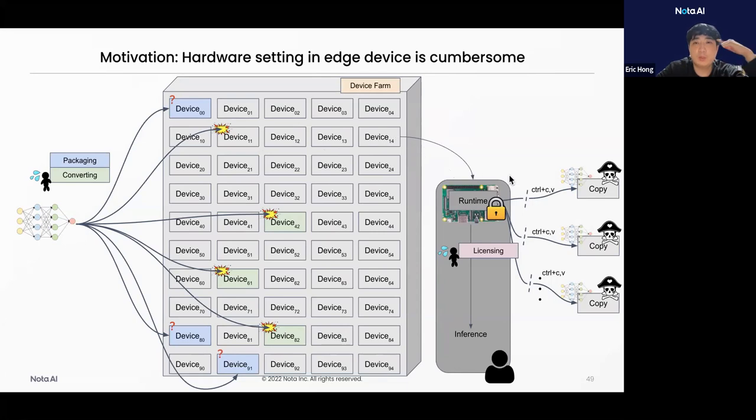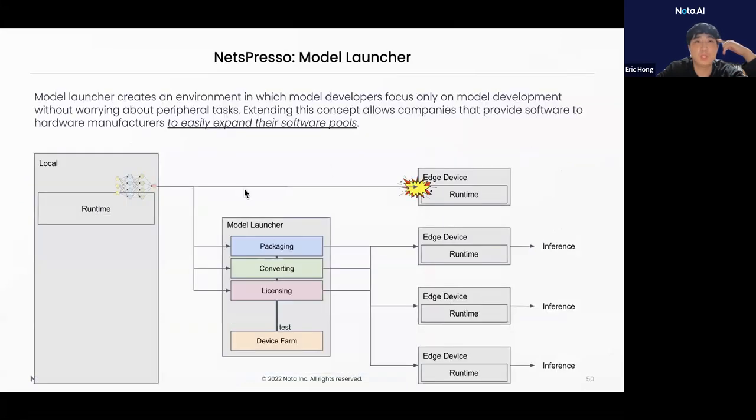And in the model launcher, we also have a licensing server to manage the license for the device, to prevent the copying of the AI models which are deployed into a small device. So model launcher is composed of packaging, converting, and licensing, and all the functions are tested in the device farm.